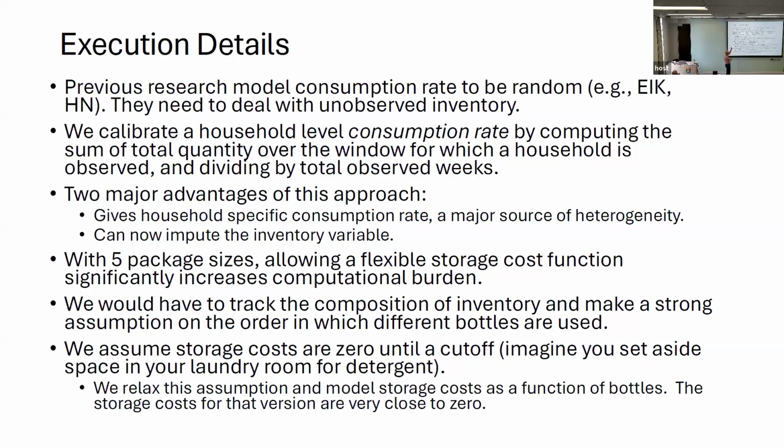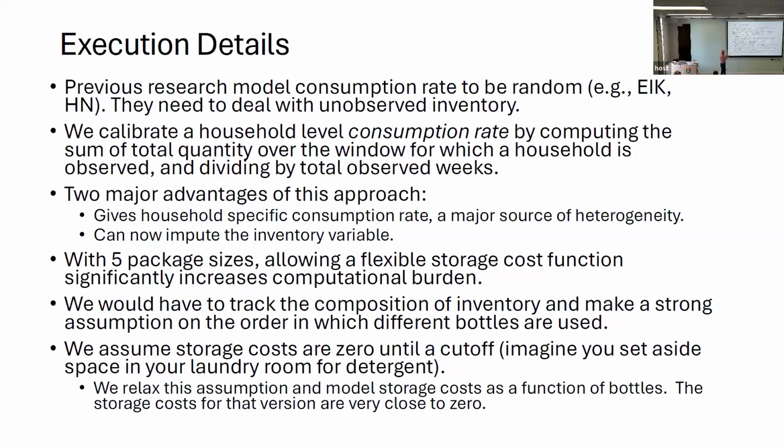This way of calibrating the consumption rate also gives us some advantages. So how do we calibrate it? We look at the total quantity that consumers purchase during the sample period, the 3-year period. We add it all up, and then we divide it by the total observed weeks of this individual. So essentially, we assume that everything you buy in these 3 years, you use all of it. That's the average consumption rate.